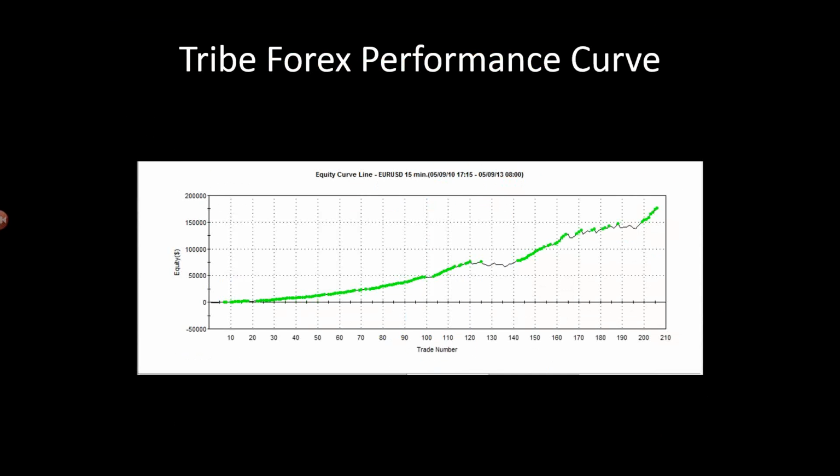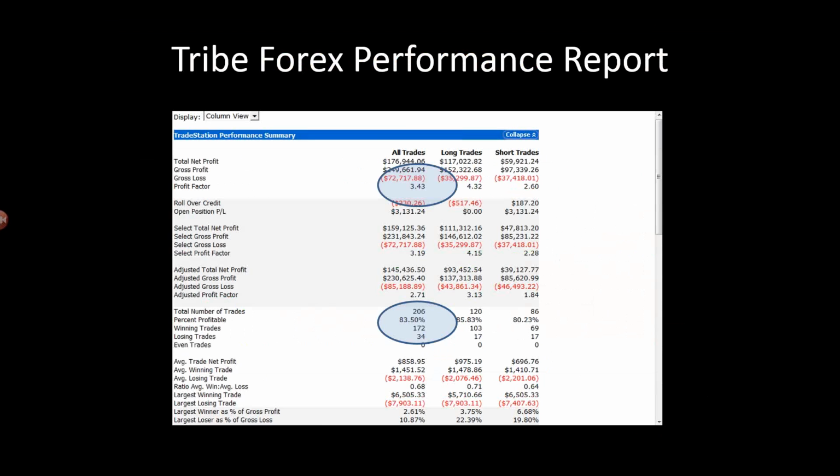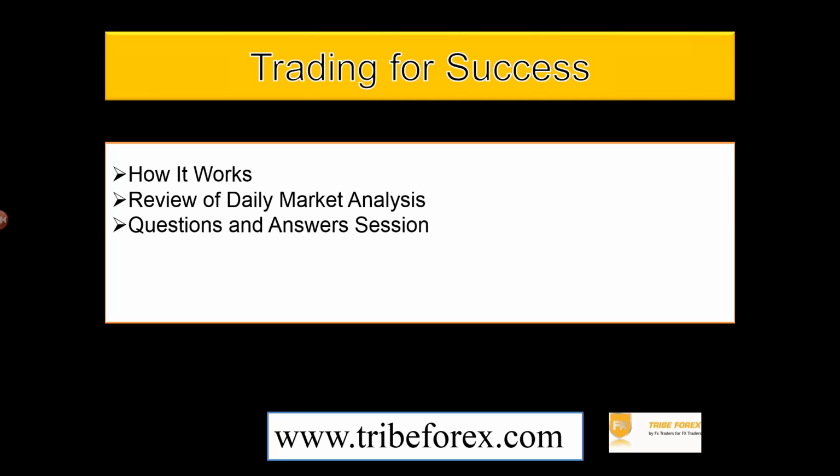So this is basically a Tribe Forex performance curve, and you can see here that this is based upon our biases up to a couple months ago, and I'm actually going to show you the up-to-date results here. You can see that it gives us a profit factor of 3.43. That means that for every dollar that we risk, $3.43 was made, and the total percent profitable is 83.5% at this juncture. We've actually surpassed that as of late, and I'm going to show that to you now.